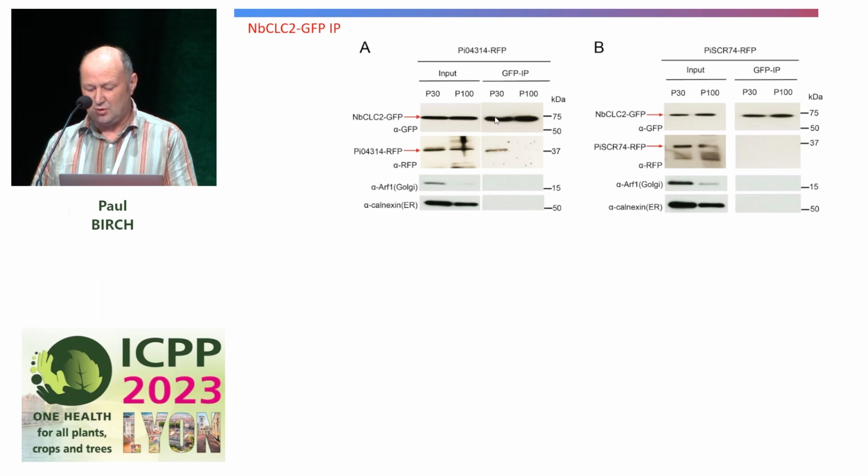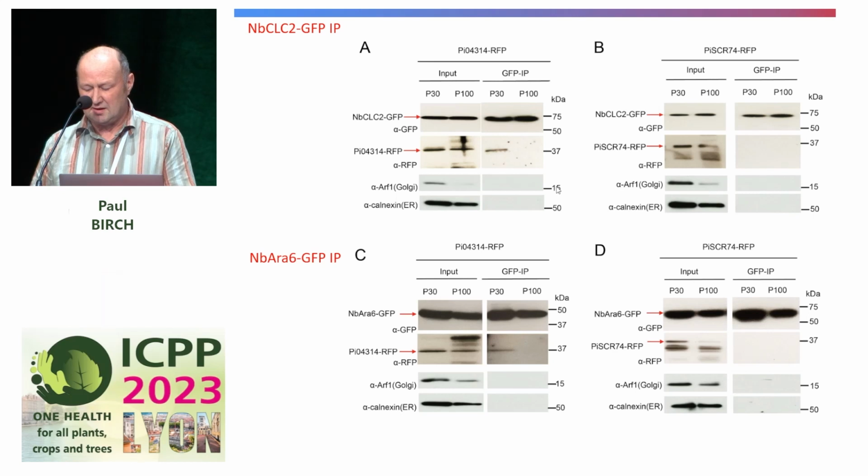But when we pull down the CLC2, we do not co-immunoprecipitate the ARF1, the calnexin. And we don't actually co-IP the SCR74, but we do co-IP O4314 strongly in the 30,000 spin case. That's exactly the same if we're expressing ARA6 GFP in these plant cells. Again, the only thing that's co-IP'd is the O4314 from the 30,000 spin.